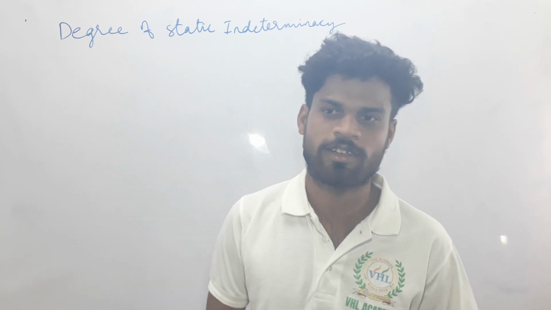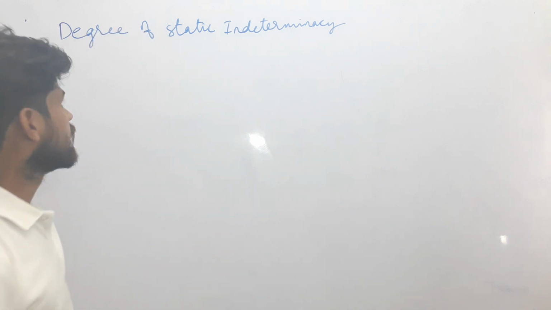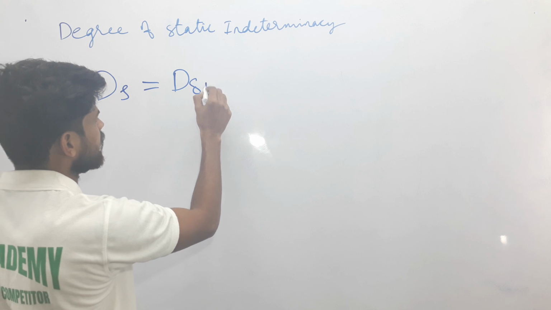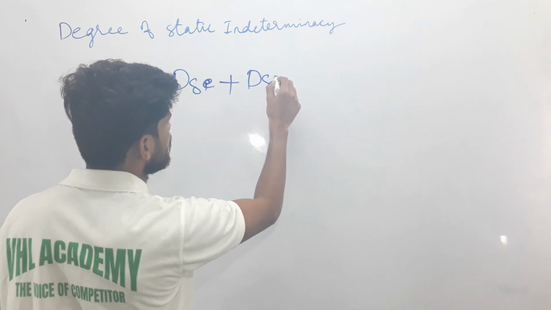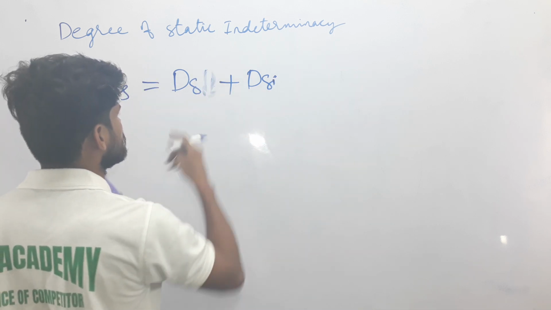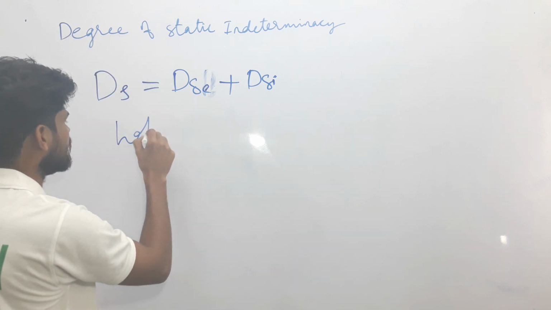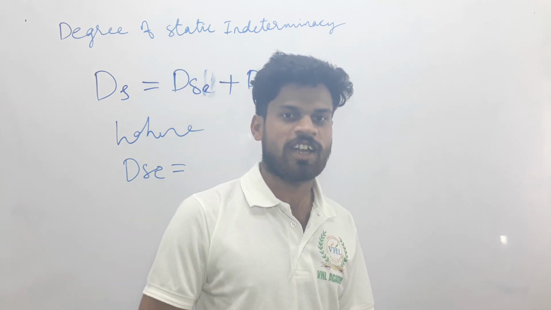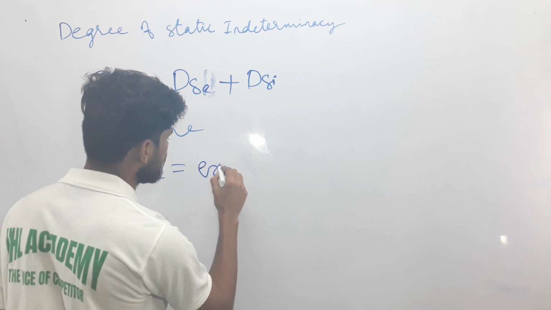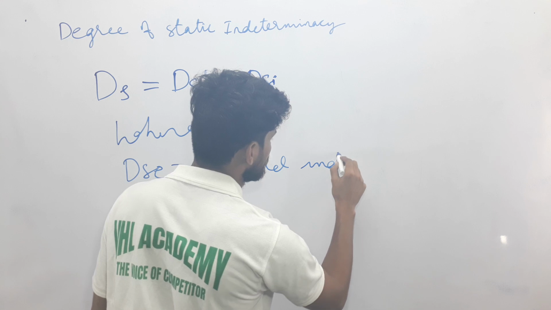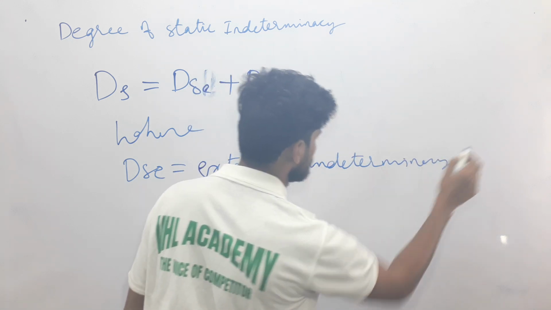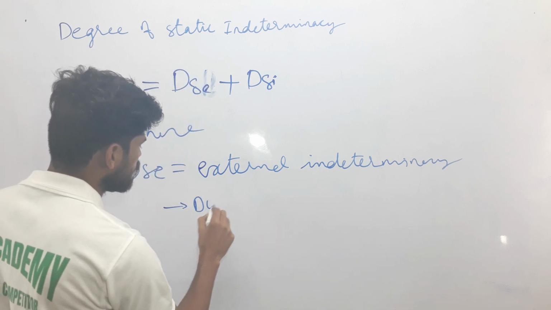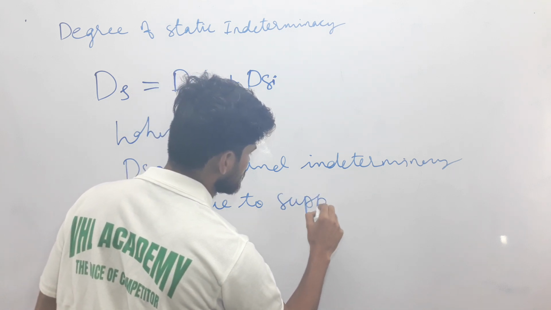Let us continue from the previous lecture. What we have been discussing is that the degree of static indeterminacy, ds, is equal to dse plus dsi, where dse is the static external indeterminacy. External indeterminacy is due to support reactions.